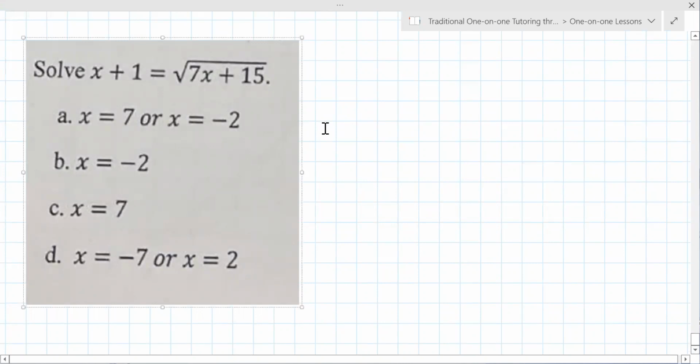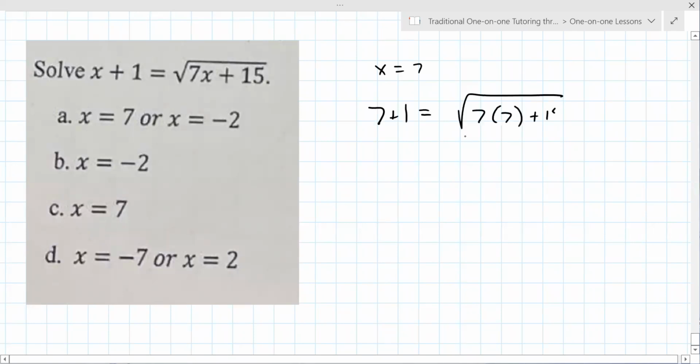Now, I don't want to get into that. So let's just try 7. x equals 7. See if it works. So is 7 plus 1 equal to the square root of 7 times 7 plus 15? Is 8 equal to the square root of 49 plus 15, the square root of 64, equals 8? So yes, 7 works. Yay.